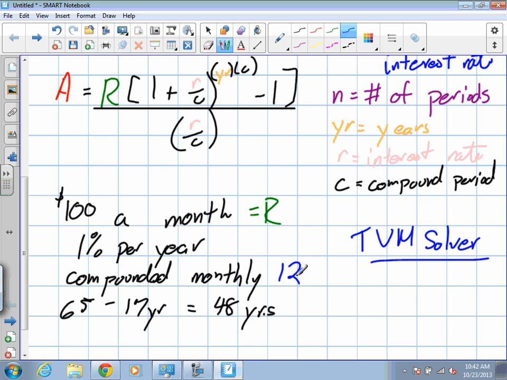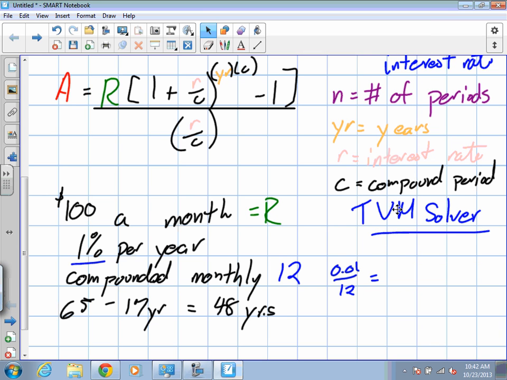So we're going to take our 1%, and according to this, we have to divide it. What is 1% as a decimal? 0.01 divided by 12. Okay? Anyone know what that's going to be? We need a calculator for that one. 0.01.